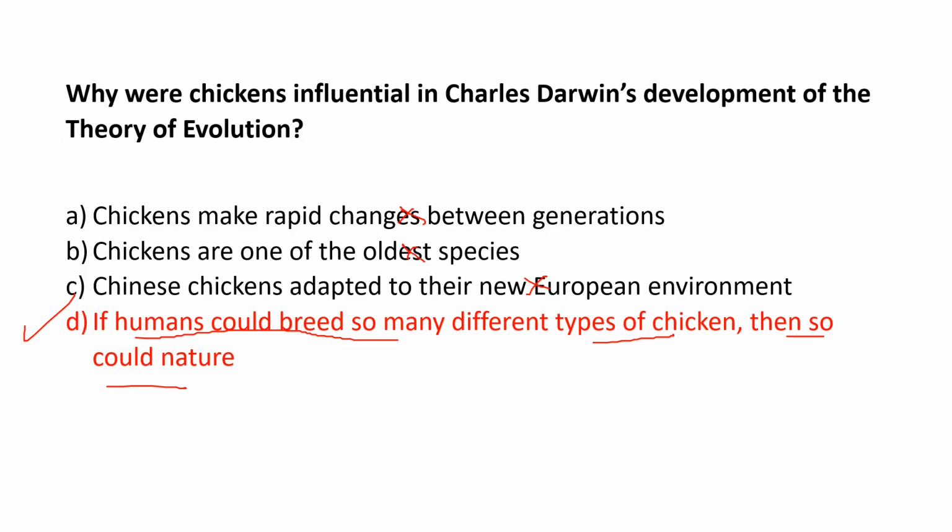So the best answer is this one, because as he saw that there were so many different types of chicken, there was so much variation. If you breed them, there will be a chicken that can have the best traits to survive in a specific environment.